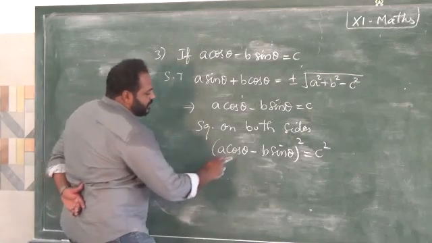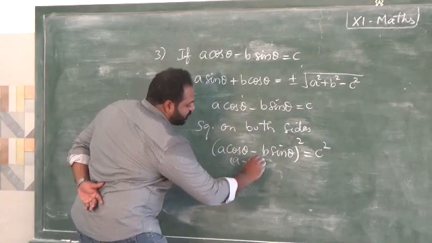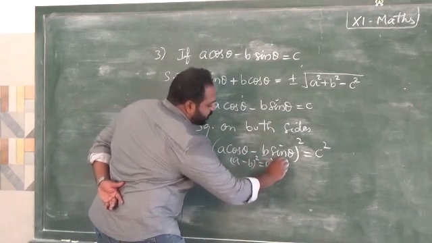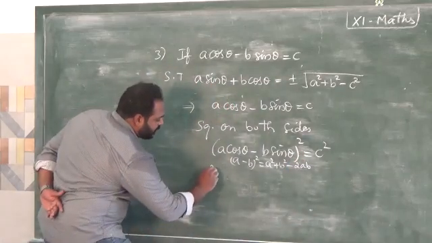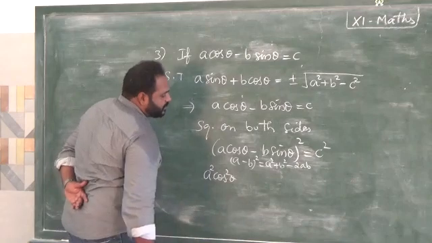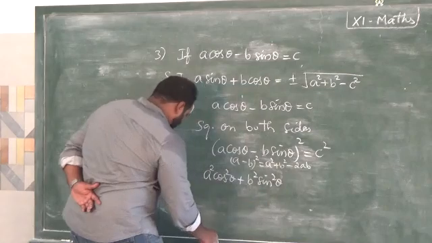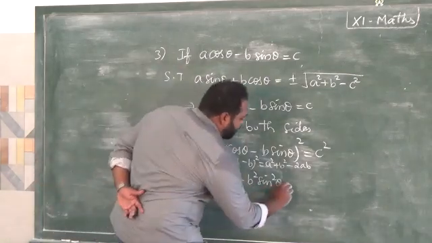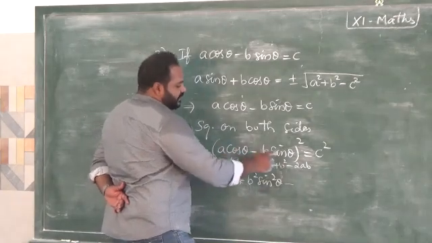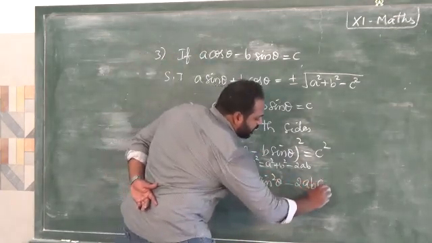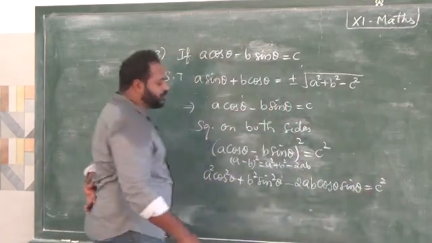Here we can expand using the (A minus B) whole square formula. It is A square plus B square minus 2AB. Using this formula, A square cos square theta plus B square sin square theta minus 2 into A into B cos theta sin theta, that is, 2AB cos theta sin theta equals C square.